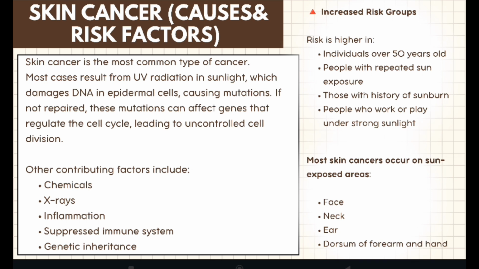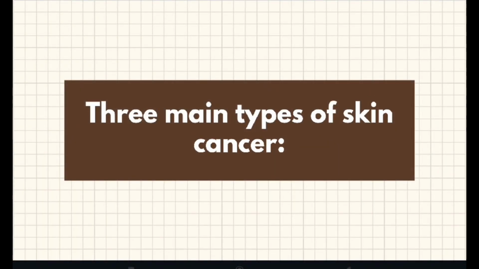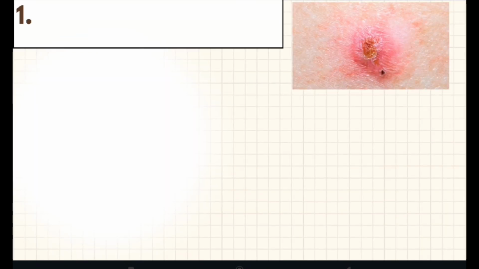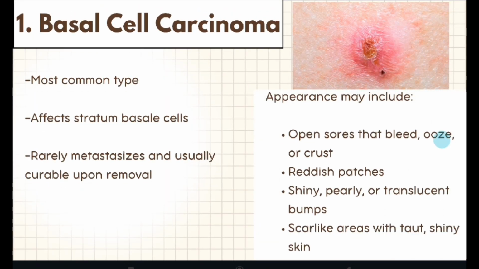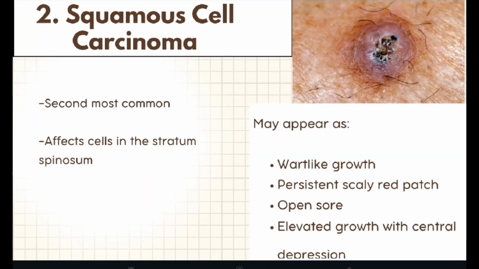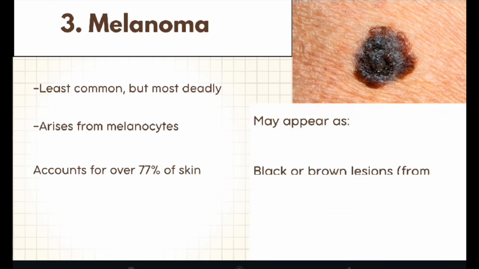And these cancers could look like a mole, a pimple that doesn't heal, or a patch of rough skin. One sign of skin cancer is a new spot or growth that suddenly appears, or a mole that changes size, color, or shape over time. There are 3 main types of skin cancers: basal cell carcinoma, squamous cell carcinoma, and melanoma.